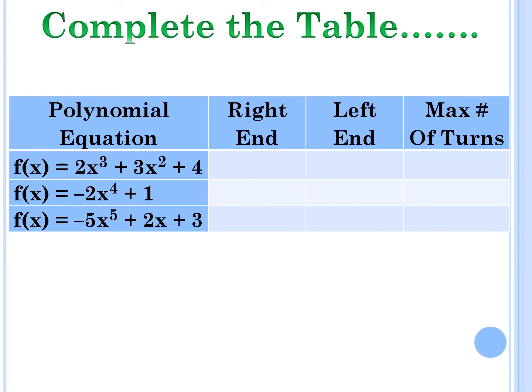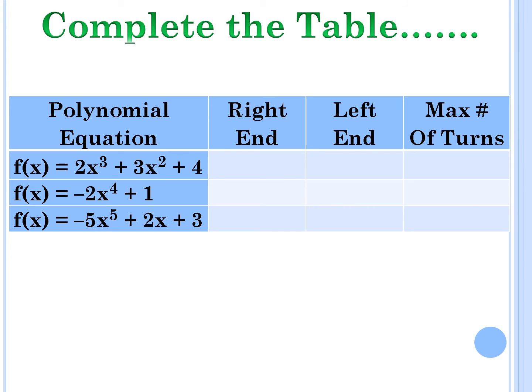All right, so we're going to repeat the process we did with classifying polynomials. We want you to pause the video and complete this chart just by looking at the equations. We want you to give us the right end, the left end, and the maximum number of turns. Once you've completed this chart, then hit play, and then you can see if you're right. Remember, you're basing this off of that slide that we just looked at. Okay, let's see how you did.